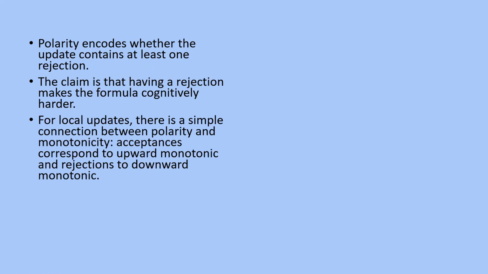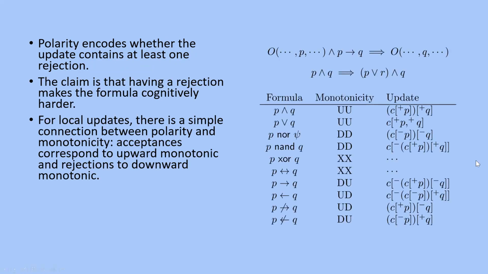Acceptances correspond to upward monotonic, and rejections correspond to downward monotonic. I'm going to skip the definition of monotonicity because you probably all know it. But you can see in this table that, for instance, P and Q is upward monotonic in both arguments, and both of the arguments are accepted. On the other hand, the negated conditional is upward monotonic in the first argument, which is accepted, and downward monotonic in the second argument, which is rejected in the corresponding update.